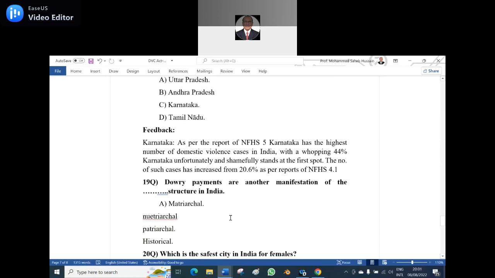19th. Dowry payments are another manifestation of the dash structure in India. A, matriarchal. B, nutriarchal. C, patriarchal. D, historical.